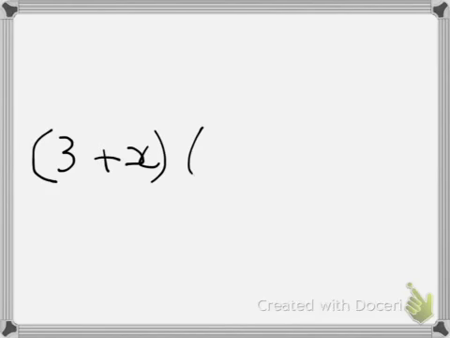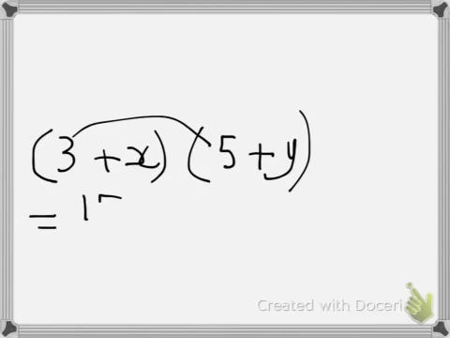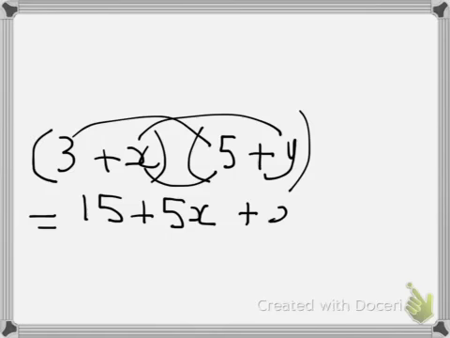Let's do it with a mixture of numbers and letters. And 5 plus y. So we have 3 times 5, which is 15, 5 times x, which is 5x. X times y, and 3 times y.